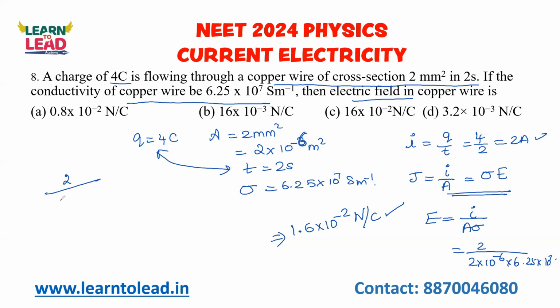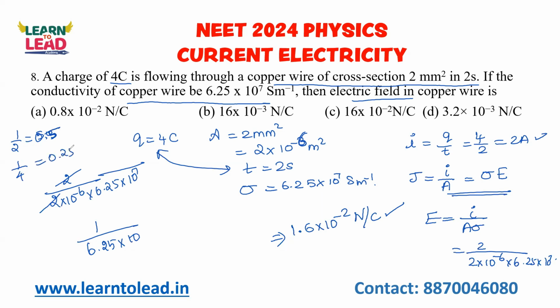So how will you cancel this part? 2 by 2 into 10 to the power minus 6 into 6.25 into 10 to the power 7. The 2 you can cancel, and at the end you will get 6.25 into 10. You should also know that 1 by 2 is 0.5, 1 by 4 is nothing but 0.25, 1 by 8 is nothing but 0.125, and 1 by 16 is nothing but 0.0625.